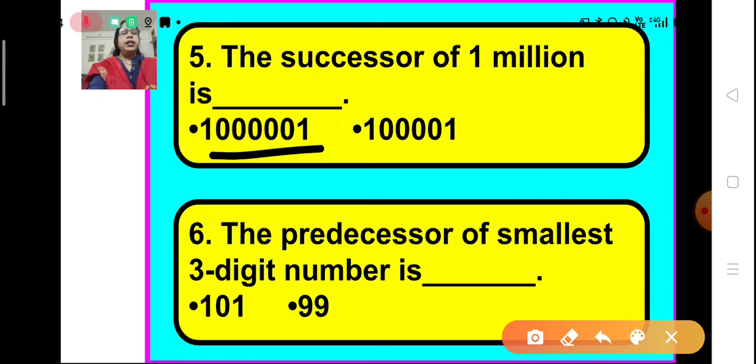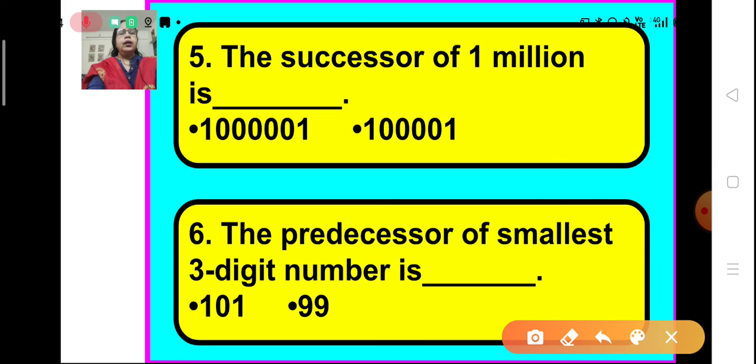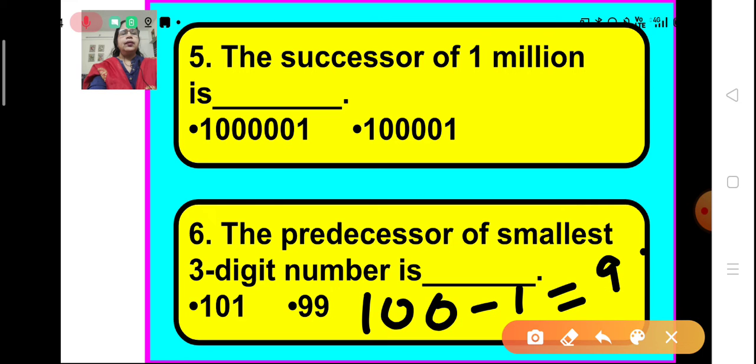Now, 6th, the predecessor of the smallest 3-digit number is dash. Two options are given, 101 and 99. So, what is the smallest 3-digit number? The smallest 3-digit number is 100, okay. And how do we get the predecessor of this one? We have to subtract 1 from this, and what do we get then? We get 99, isn't it? So, this is the right option.